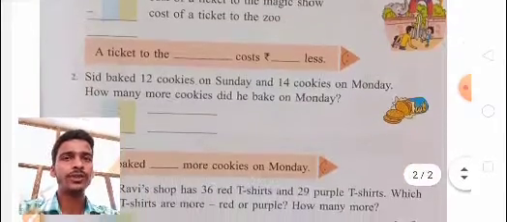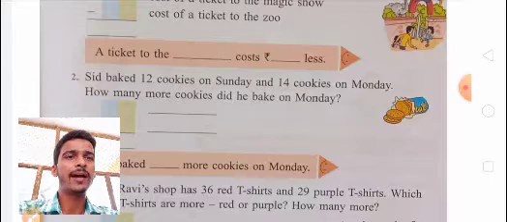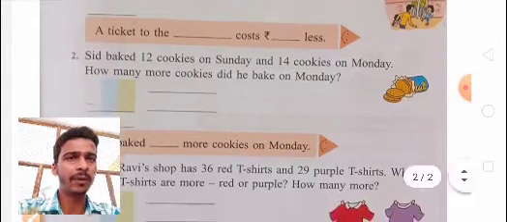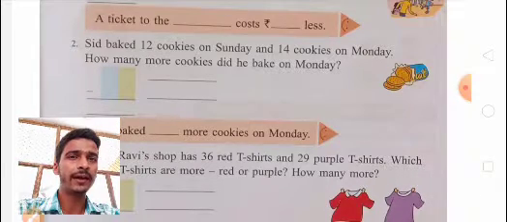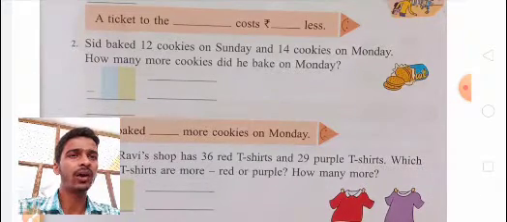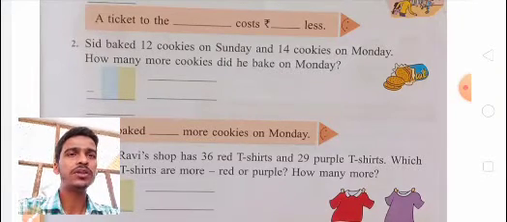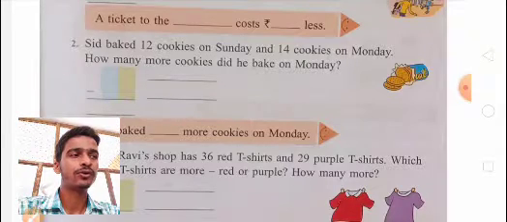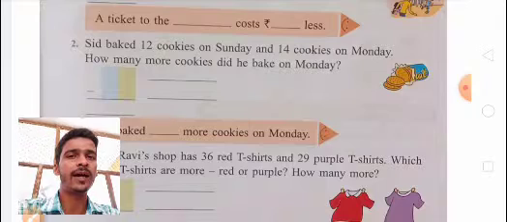Now the second question is: Sid baked 12 cookies on Sunday and 14 cookies on Monday. How many more cookies did he bake on Monday? You can see here that Sid baked 12 cookies on Sunday, and on Monday, Sid baked 14 cookies. You have to find how many more cookies he baked on Monday. So 14 is greater than 12.